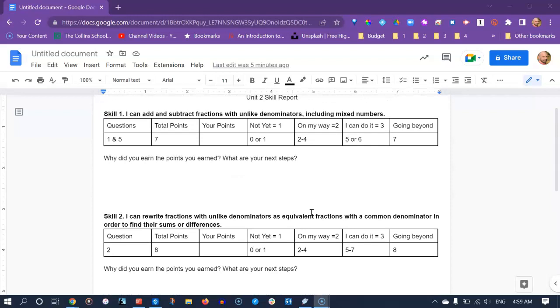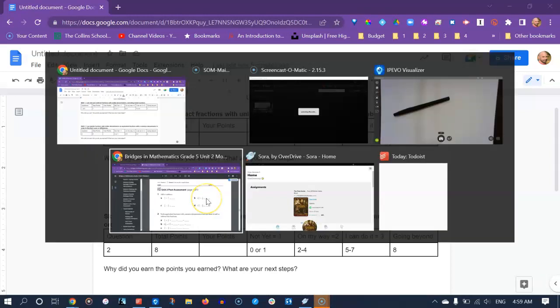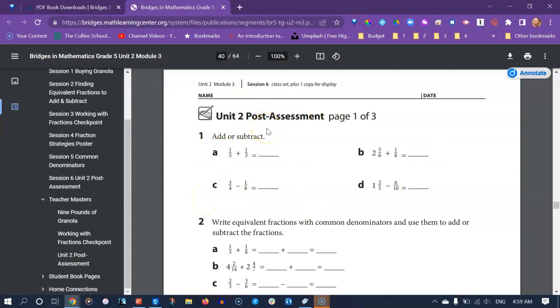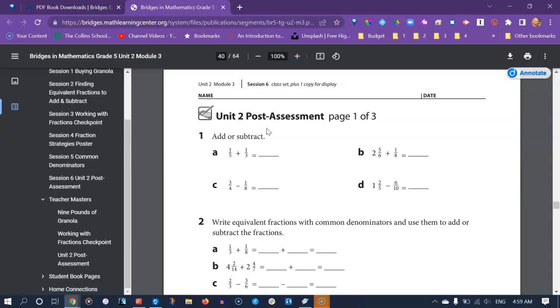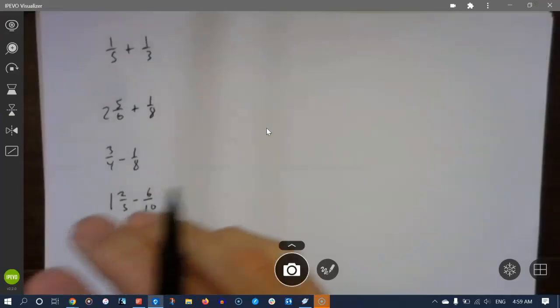So here we go. Questions 1 and 5. So let's take a look at those. So 1 is here. We have 1/5 plus 1/3. That's the first one. Actually, let me just write all of them on my paper. B is 2 and 5/6 plus 1/8. C is 3/4 minus 1/8. And D is 1 and 2/5 minus 6/10.